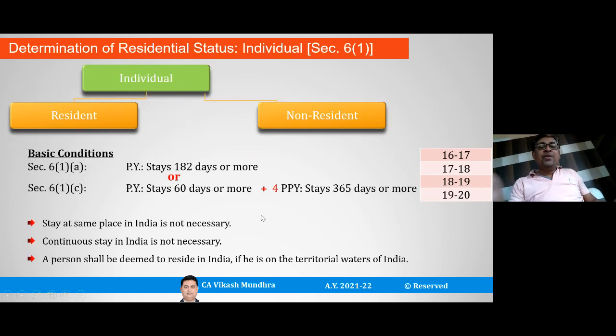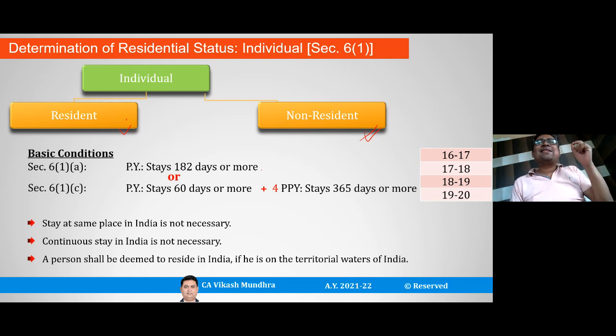Okay, now determination of residential status. First, we are discussing individuals, how to determine residential status of an individual. Section 6, subsection 1. An individual may be categorized as a resident or non-resident. If a few conditions are satisfied, then that individual is said to be resident in India. Otherwise, that person shall be considered as a non-resident in India. What are the conditions? That individual is required to satisfy either of these two conditions to become a resident in India.